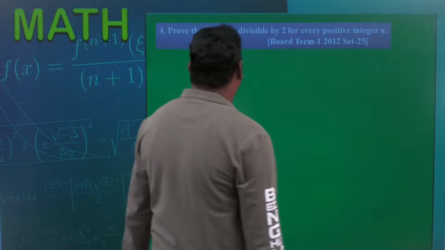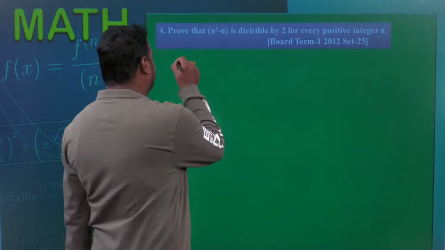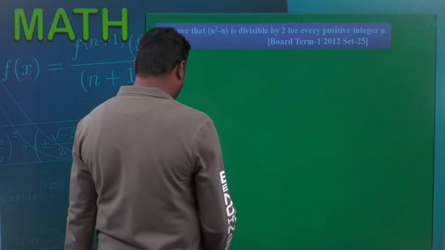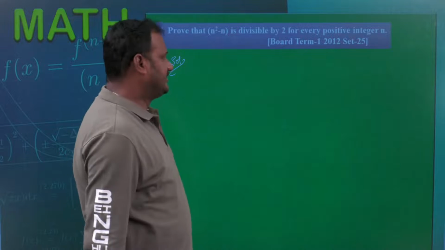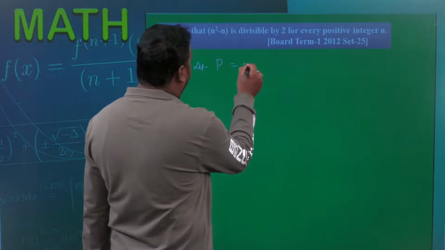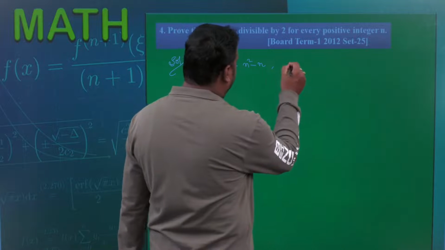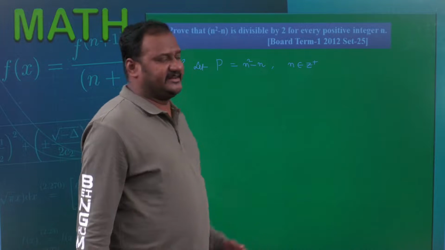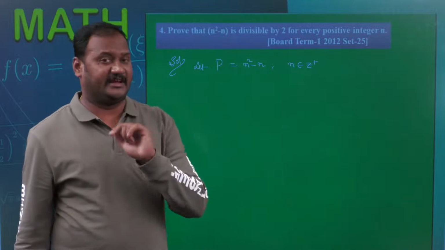So the next problem is going to be, prove that n square minus n is divisible by 2 for every positive integer n. So you are going to prove that n square minus n is divisible by 2 for every positive integer. n is being a positive integer. You will have to prove that n square minus n is divisible by 2, which means n square minus n is equal to 2 into something for any value of n.